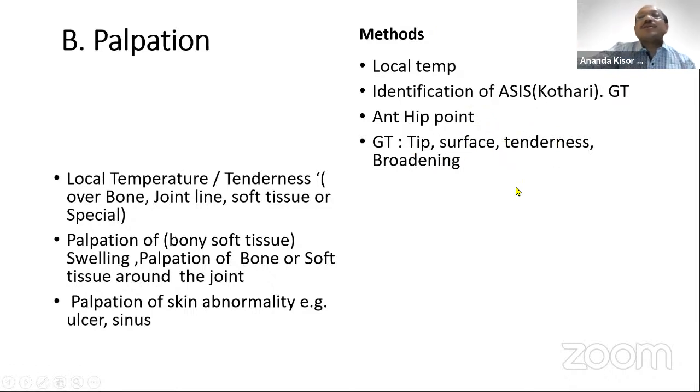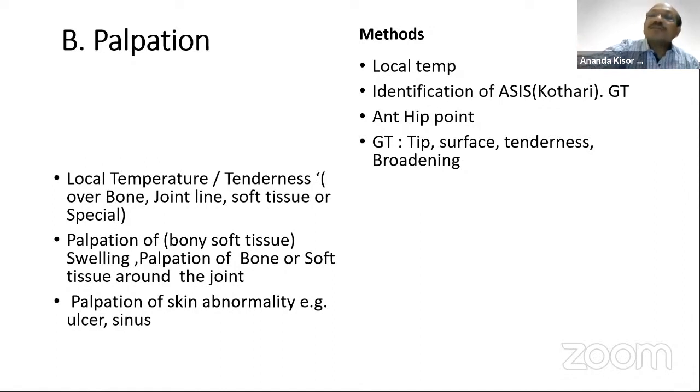Next, the border of the GT is ascertained with the help of the anterior border and the posterior border. Usually the posterior border is easily ascertained because it is covered by the muscular fibers of the gluteus maximus, whereas the anterior border is very difficult to identify because it is covered by the tough tensor fascia lata. So we have to go a little deeper. If the anterior and posterior borders are identified, then you can easily identify the broadening of the greater trochanter, which is compared with the other side. And we have to push the trochanter towards the bed.